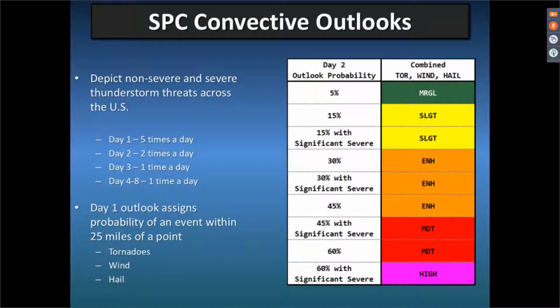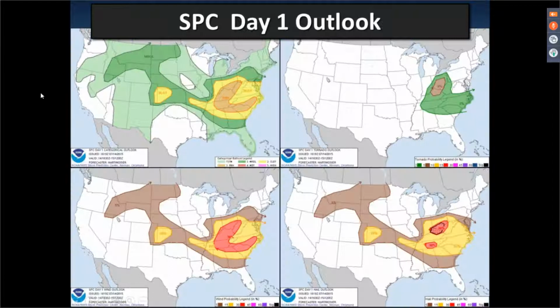So they don't issue that lightly. That means they're expecting a pretty widespread severe thunderstorm event. All right, so here's some examples of Storm Prediction Center Day 1 outlook. So this would be an outlook they do for today.